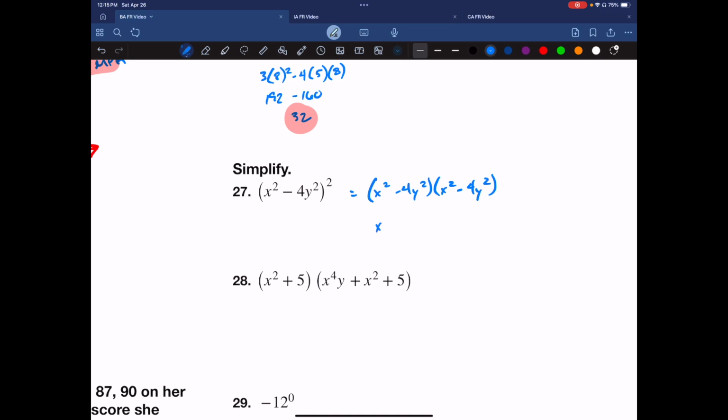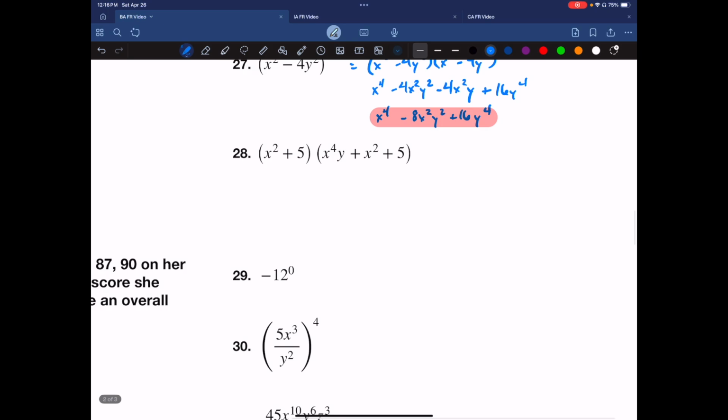X squared times x squared is x to the fourth. And then x squared times negative 4y squared is going to be negative 4x squared y squared. It's going to show up twice. And then you got plus 16y to the fourth. Clean it up, and x to the fourth minus 8x squared y squared plus 16y to the fourth.